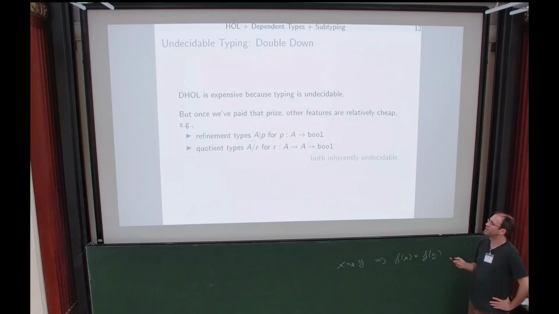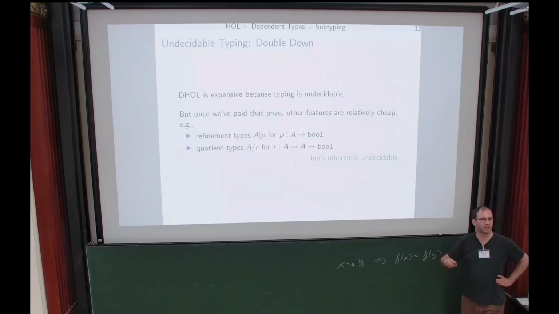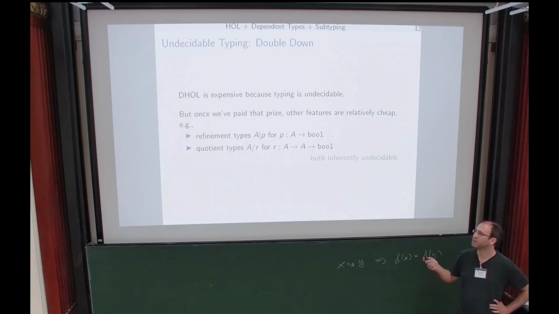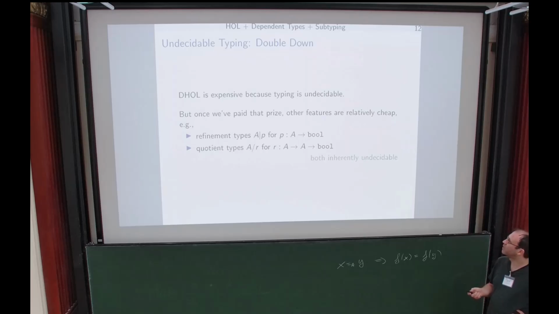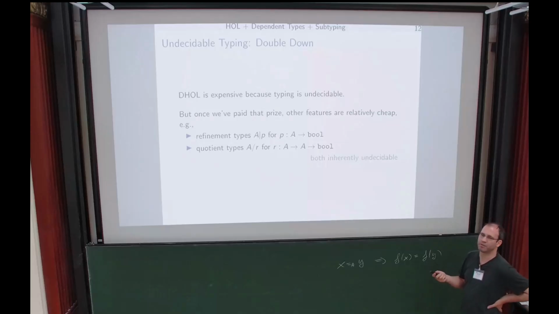The two most prominent examples are refinement types, where you have a type A defined by a predicate P, meaning the subtype of A containing all the elements satisfying P, and the quotient type, where you have the quotient of A by the equivalence relation R. So both of these have the feature that terms now occur inside types. Since those terms are subject to arbitrary axiomatic equality, these types naturally introduce undecidability. But the relative price from D-hole to introducing these is actually very cheap. So we basically get these for free.